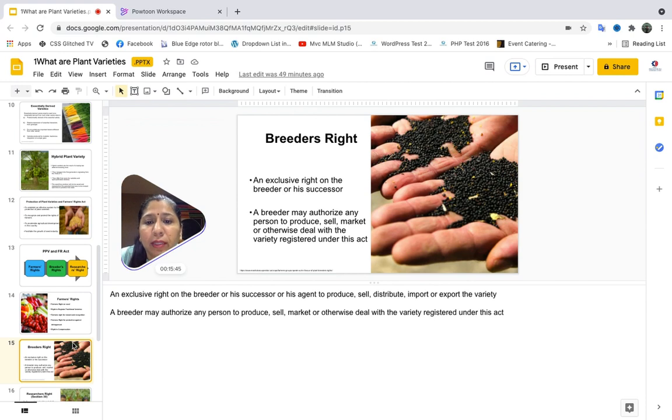Next comes breeders' right. Now, breeders' right are somewhat similar to farmers' right. An exclusive right is provided to a breeder or his successor or the agent to produce, sell, distribute, and import or even export the new variety. The breeder may authorize any other person to sell and market and otherwise deal with the variety registered under this act.